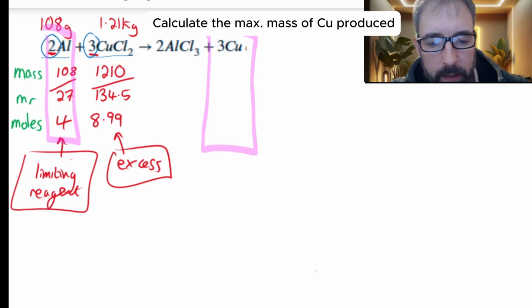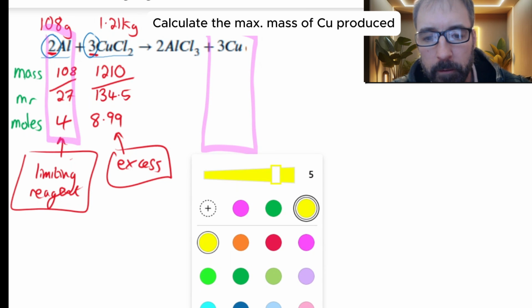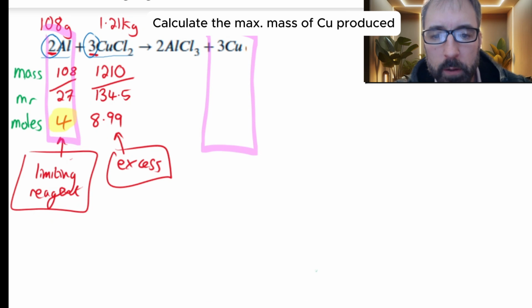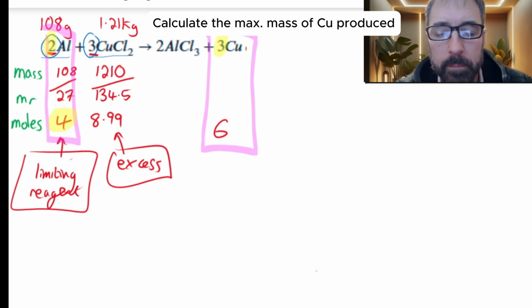We know, as we've just worked out, there are 4 moles of aluminium that we've got. So again, using the big number 2 from the mole ratio in the question, and the big number 3 because that's the number of moles of copper that it will produce. 2 to 3 is the same as 4 to 6. So we know 4 moles of aluminium, the limiting reagent, will make 6 moles of copper.